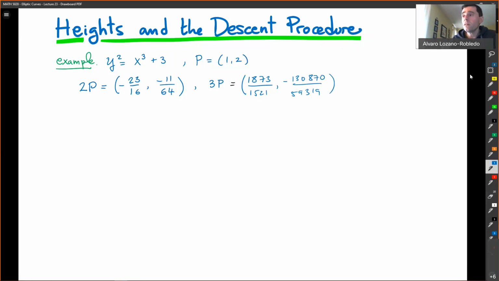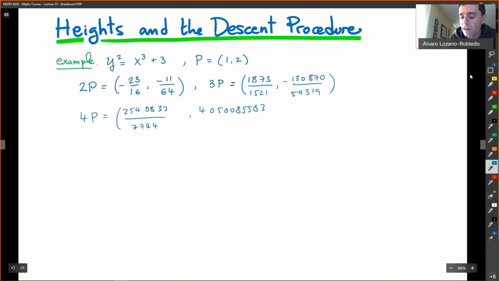Okay, so now the height is 1873, and 4P is something like (2540833 over 7744, 4050085583 over 681472). Okay.